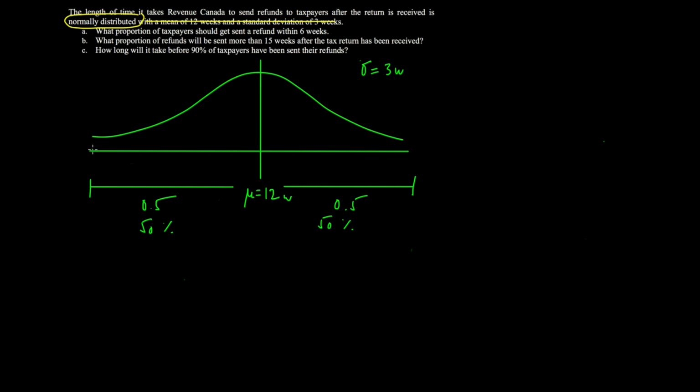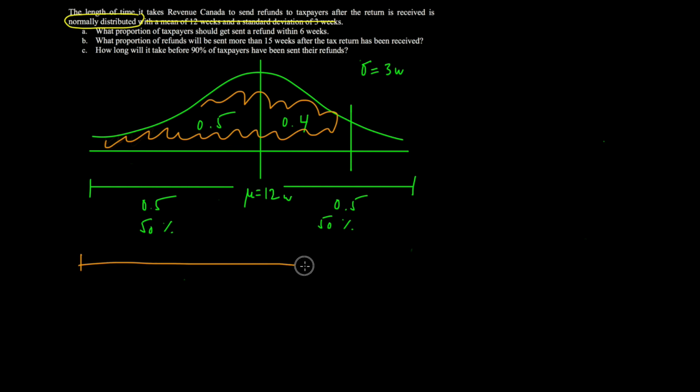So if you follow me here, this is 50%, plus we'll add another 40. So this right here is 90% of people, right? So if we have 0.5 and we add 0.4, so sorry, this right here is 90% of people. So we want to know how long will it take before all these people have been sent their refunds. So is it going to be the tail end right here or this portion right here, right?